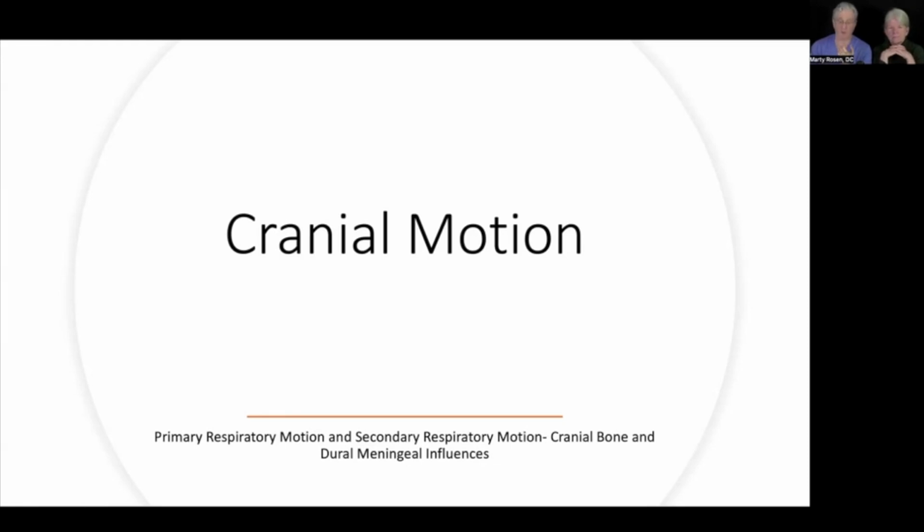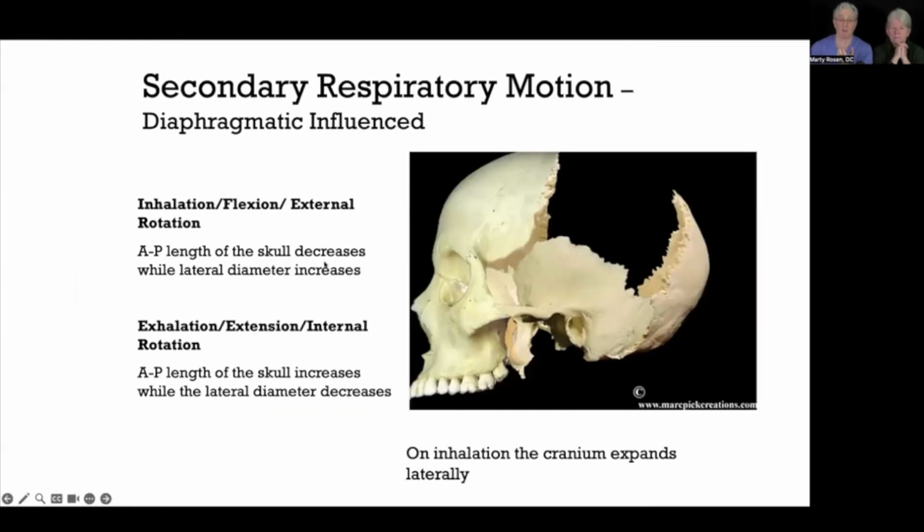So what I'm going to do is talk a little bit about those types of motion. Whenever we talk about inhalation, we talk about two things occurring in the cranium: flexion and external rotation. What that means is the bones like the occiput will go into flexion and extension, and then the bones like the temporal will go into internal external rotation. So we're not talking about the bones only moving in that direction. What we're really talking about is the global effect that inhalation and exhalation has on it.